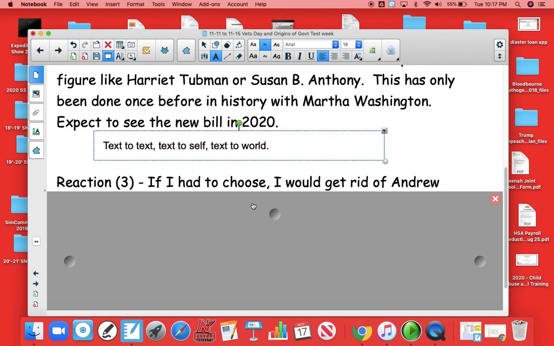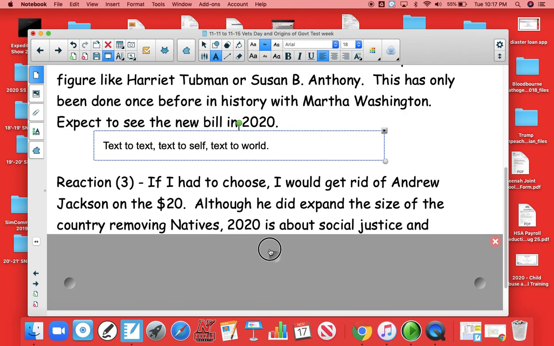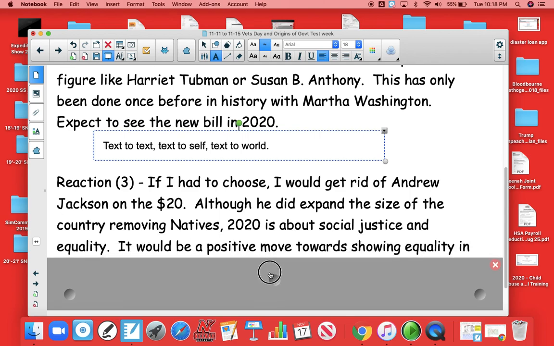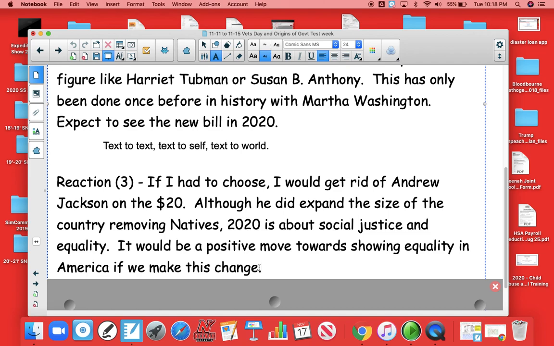Write this down. If I had to choose, I would get rid of Andrew Jackson on the $20 bill. Although he did expand the size of the country, removing Native Americans, 2020 is about social justice and equality. It would be a positive move towards showing equality in America if we make this change. Okay? I think that is pretty strong because it talks about our world really changing towards equal justice and equal rights here in America. So that's why I would go with Jackson.